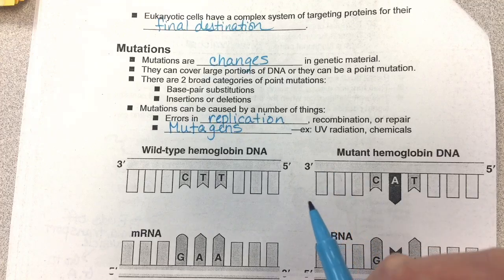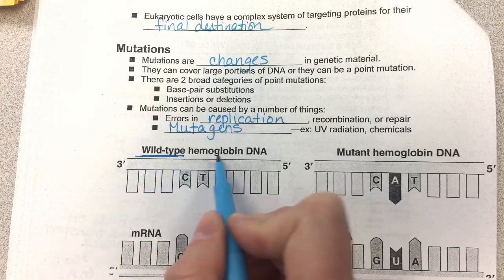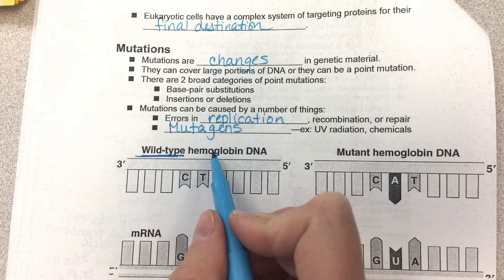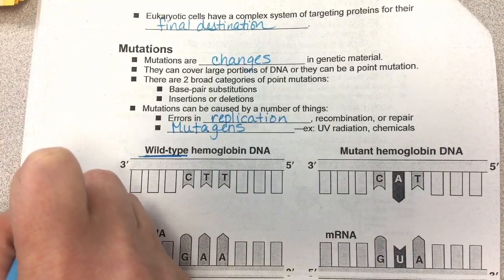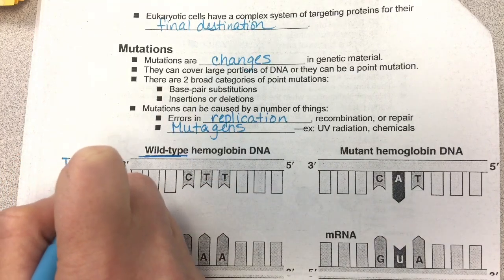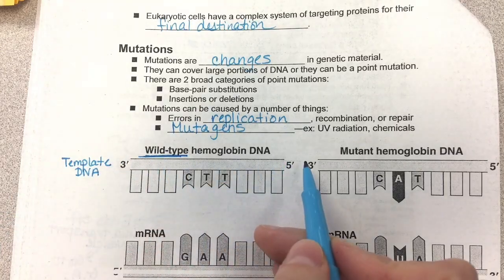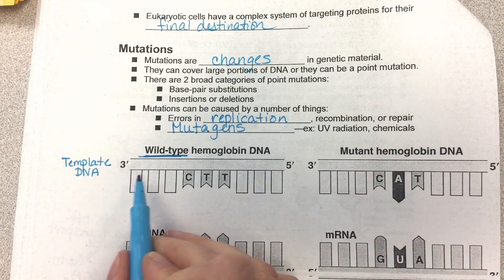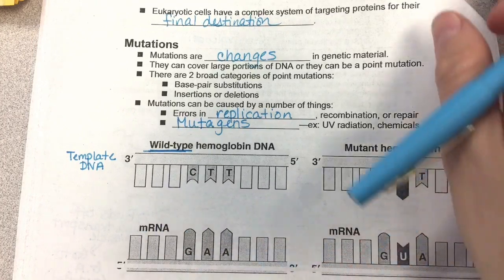So let's look at this picture here. We have wild type hemoglobin DNA. So this is DNA to code for making the protein hemoglobin, which remember is in your red blood cells and helps us to deliver oxygen to our cells. So this is the template strand. It's your template DNA. So this is the 3' end, this is the 5' end, which means that the mRNA will be built from left to right so that the mRNA is grown from the 5' to 3' direction.